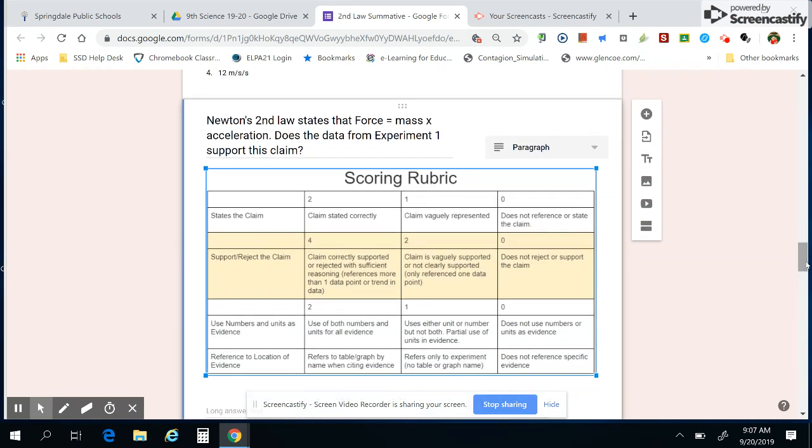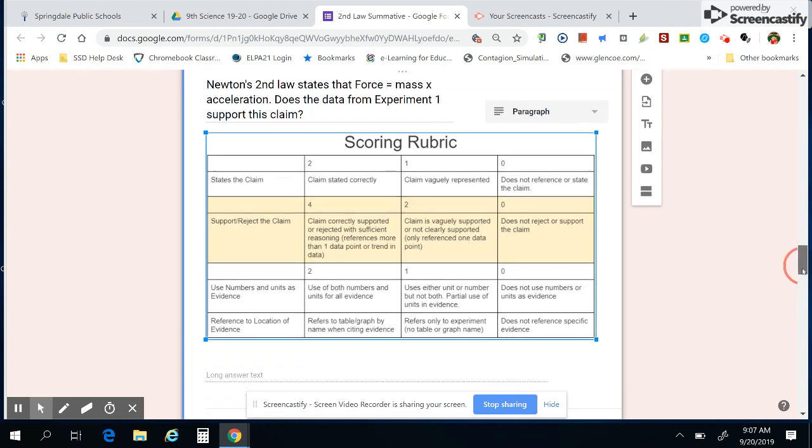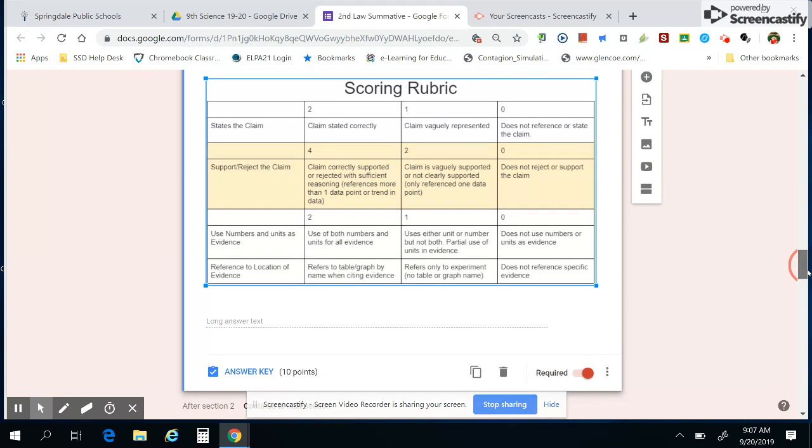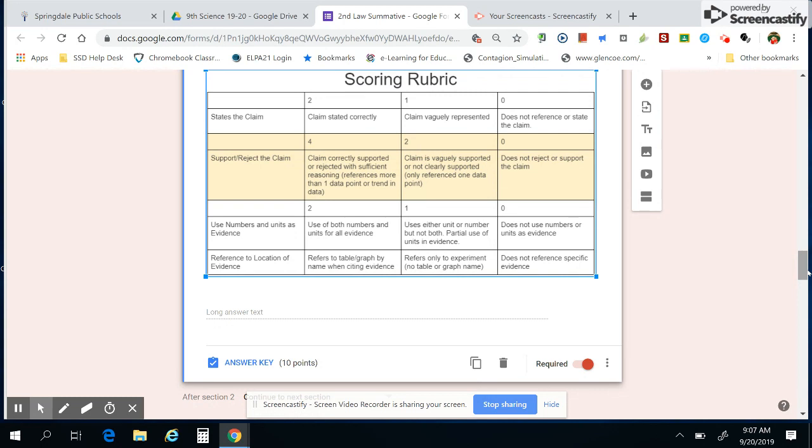Newton's second law states that force equals mass times acceleration. Does the data from experiment 1 support this claim? So in your writing, state the claim correctly. Claim correctly supported or rejected with sufficient reason. Reference more than one data point or trend in the data. Use both numbers and units for all evidence. Refer to table and graphs by name when citing evidence.